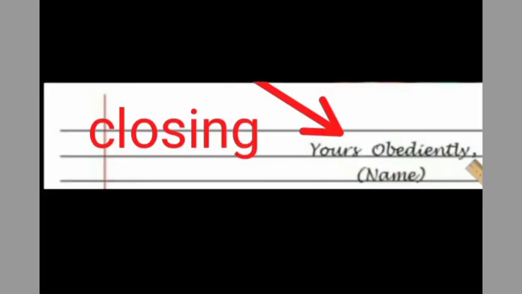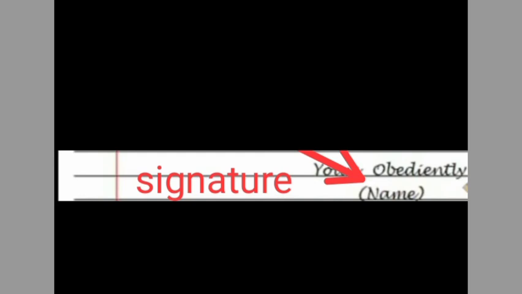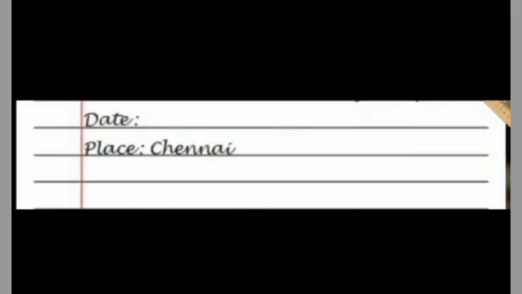Next, closing. Closing goes after the body. Next, signature. It goes under the closing. This is where you are going to write or sign your name. At last, write the date and place. Did you understand?